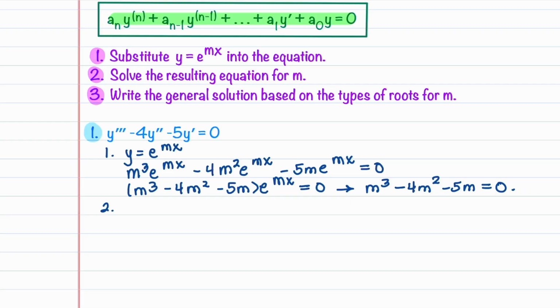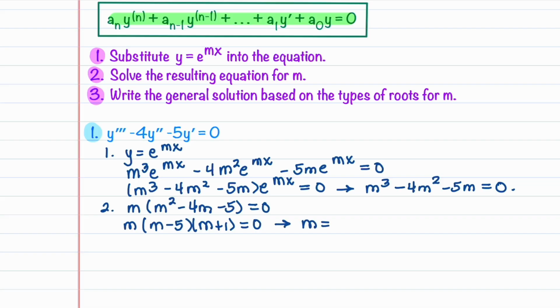Notice that we can pull out an m, so let's do that. We have m times m squared minus 4m minus 5 is equal to 0. Let's factor this. This factors as m minus 5 and m plus 1. And this gives us that m is equal to 0, 5, and minus 1. So we have 3 distinct real roots.